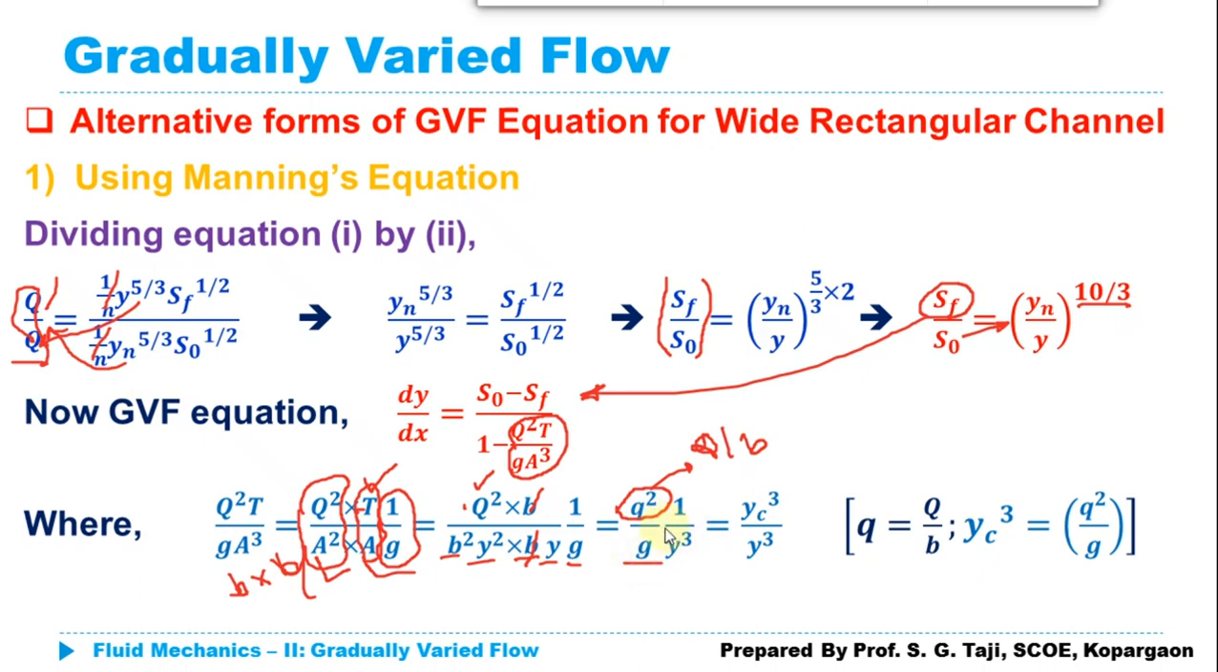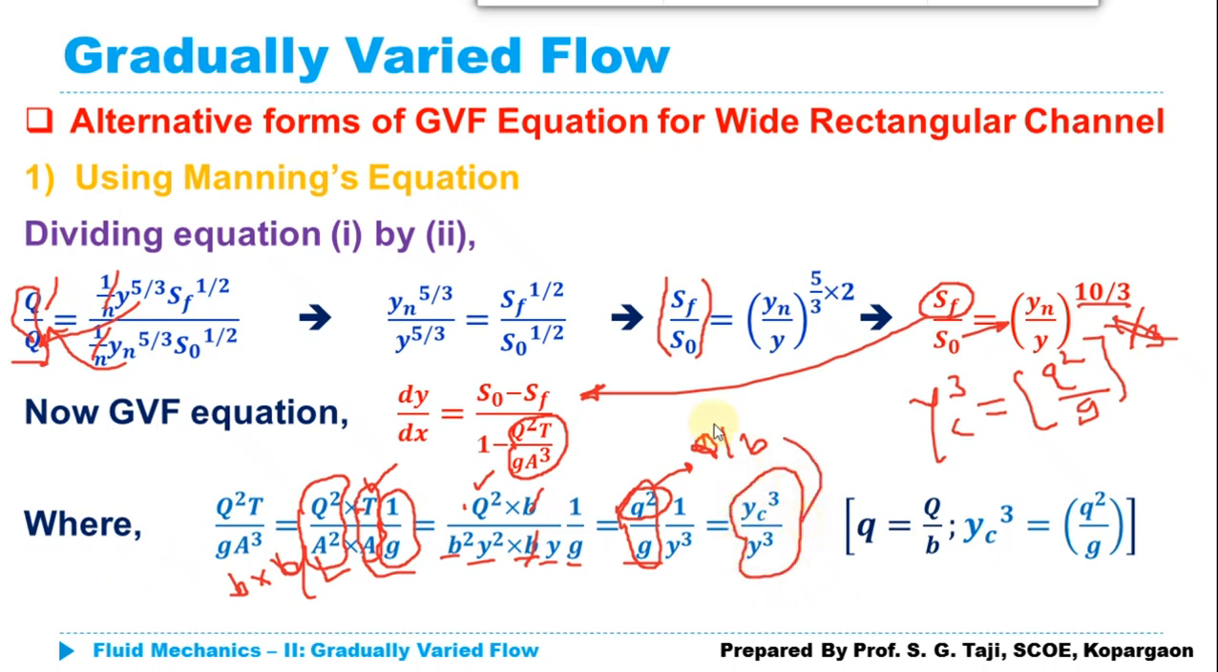Now we know that this q square upon g can be replaced, as we know that critical depth is given by q square upon g raised to 1 by 3. So taking the cube root on both sides, yc cube is equal to q square upon g. I can simply replace this whole term q square upon g with yc cube. So what equation we are left with here: Q square T upon g A cube is equal to yc cube upon y cube.